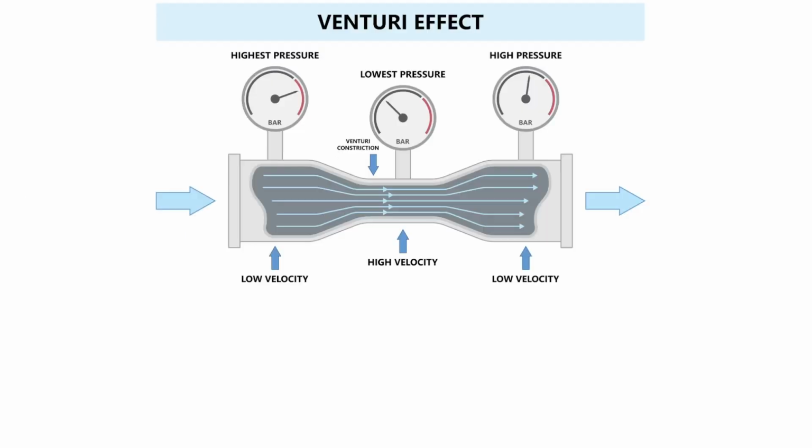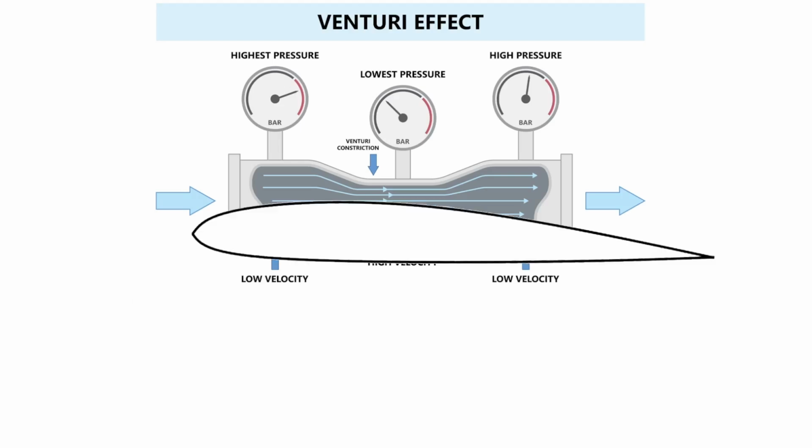Let's talk a little bit about the Venturi effect. The Venturi effect is when a fluid is forced through a smaller orifice. Your pressure is going to decrease and the velocity is going to increase. Now, this is important to us because this is exactly what happens on the top of a wing.